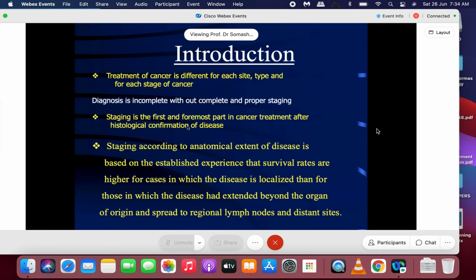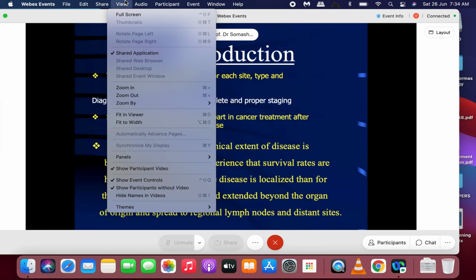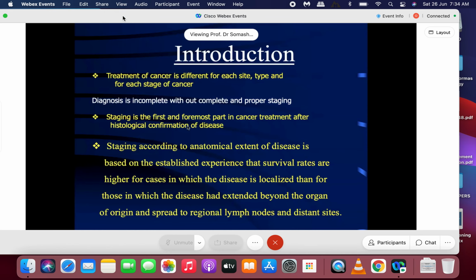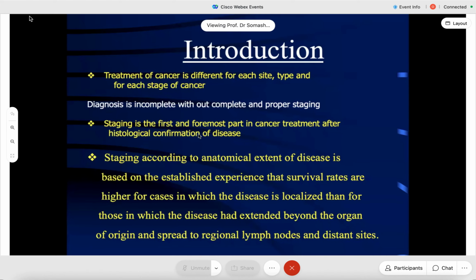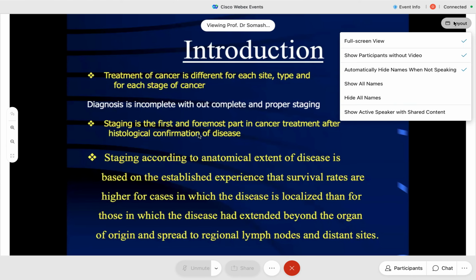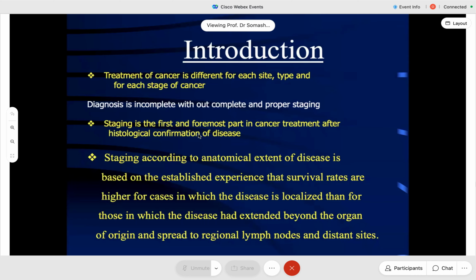So staging according to anatomical extent of the disease is based on the established experience that survival rates are higher for cases in which the disease is localized to that organ. When it spreads to lymphatics and lymph nodes, then it is worse. Remember, always stage 2 is better than stage 1, stage 3 is worse than stage 2, stage 4 is worse than stage 3. All the solid tumors, except there is one exception for this particular tumor.